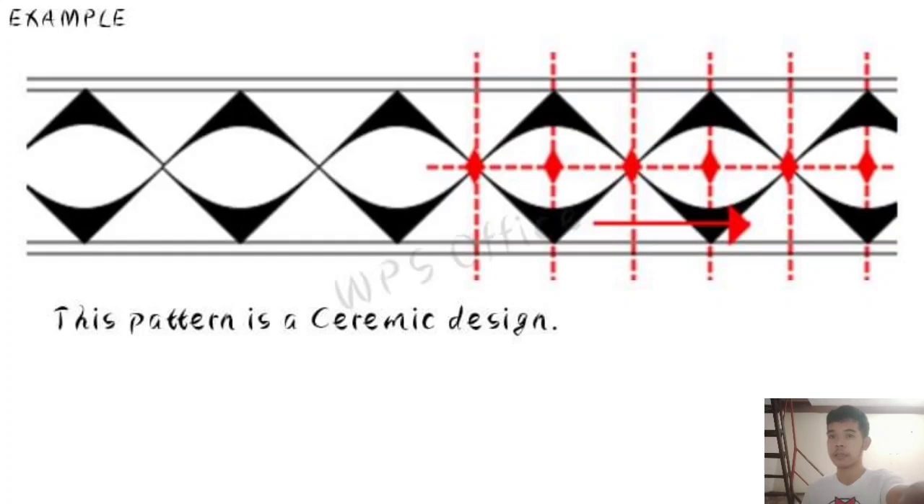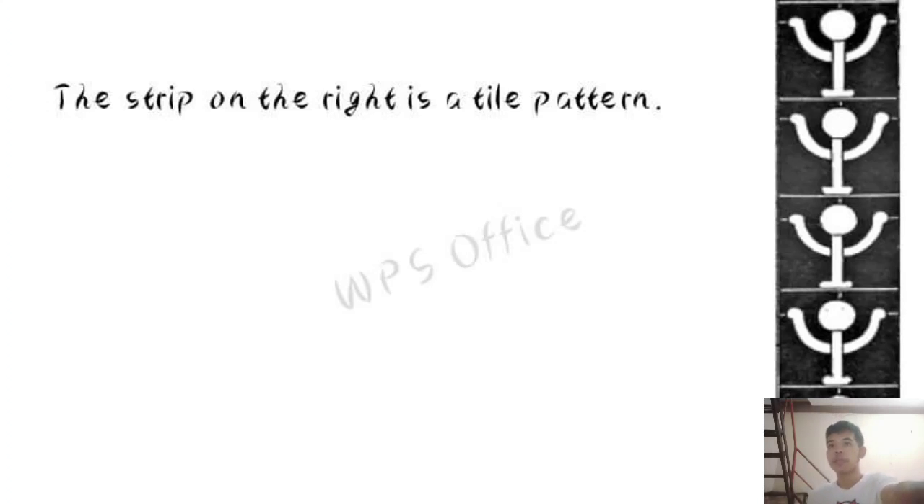This pattern is a ceramic design. The translation symmetry of this pattern is vertical. The only additional symmetry of the pattern is a reflection axis, which is along the direction of translation. This pattern has symmetry group P1M1. Another example is the strip on the right, which is a tile pattern.